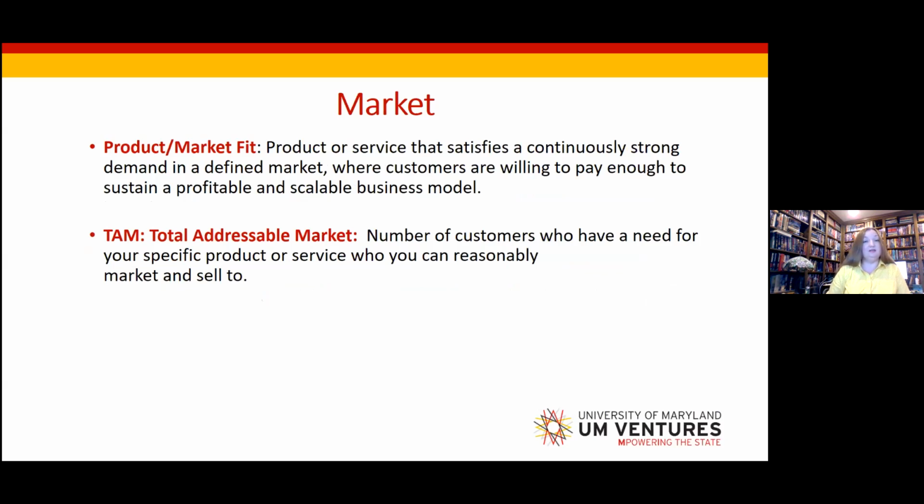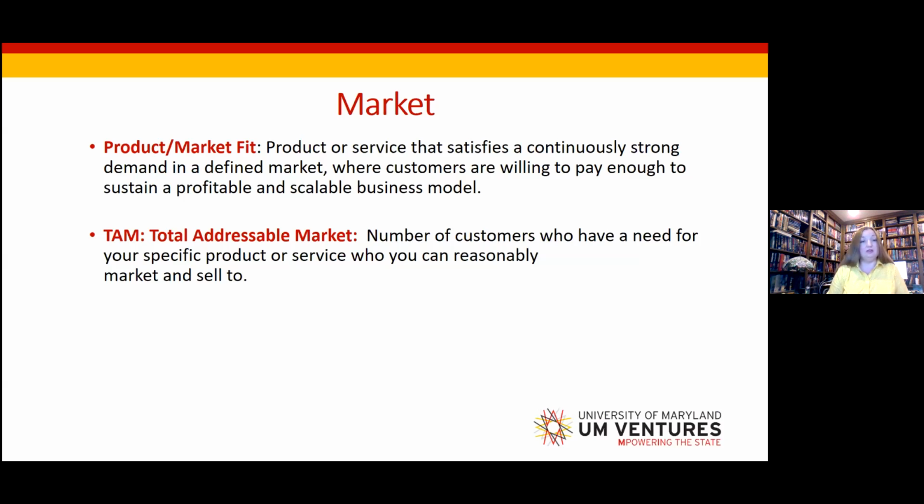Product market fit is a very important concept. When you have a product market fit, it means that your product or service satisfies a continuously strong demand in a defined market where customers are willing to pay enough to sustain a profitable and scalable business model.